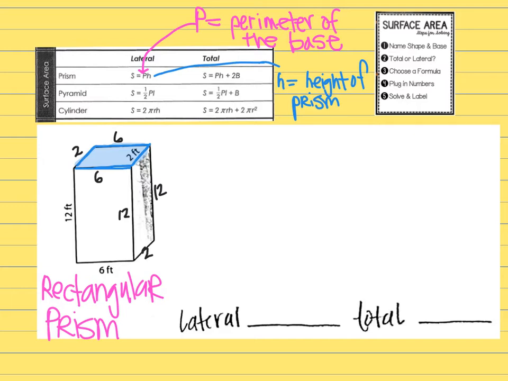Okay, so lateral surface area. The formula for lateral surface area is just capital P H. So the perimeter, the base again is this rectangle, 2, 6, 2, 6. I'm going to put all those together.